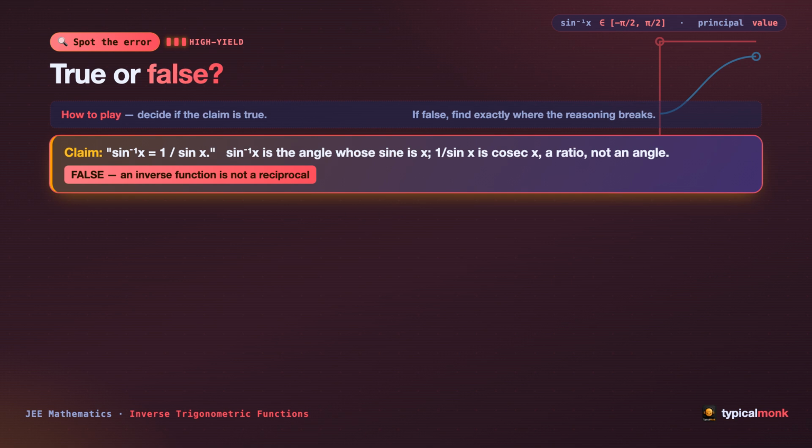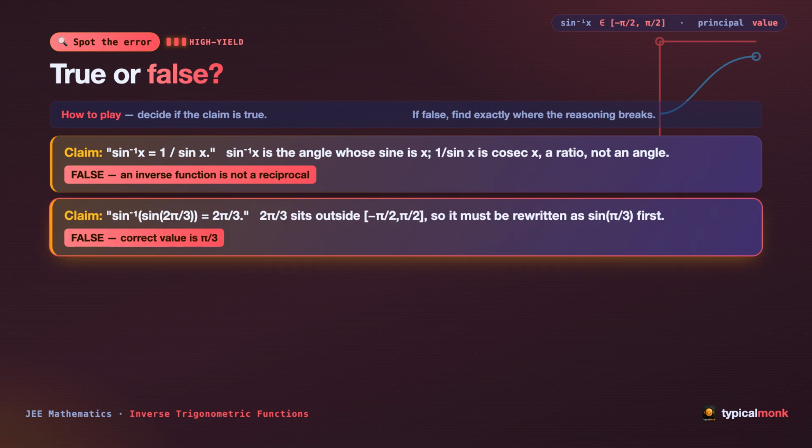Let us drill the exam way. I read a claim. You decide true or false, and if it is false, find exactly where the reasoning breaks. First claim, sine inverse x equals 1 over sine x. Check the definition. Sine inverse x is an angle, the angle whose sine is x, while 1 over sine x is cosecant x, a ratio, not an angle. This is false. An inverse function and a reciprocal are two completely different ideas.